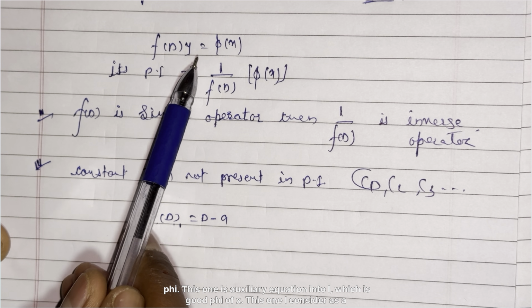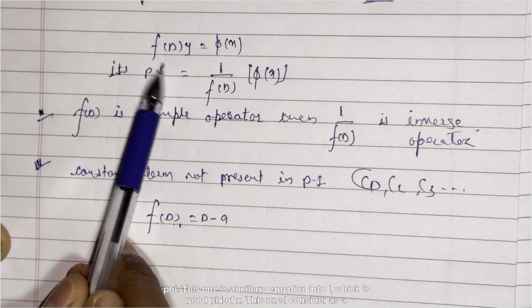This one is the auxiliary equation, y equals e to the power 5x. This one I consider as an nth order linear differential equation. I explained this in my first lecture. Replace this one: f of D into y equals phi of x. So replace f of D as D minus a. So (D minus a) y equals phi of x. Find out the value for y.